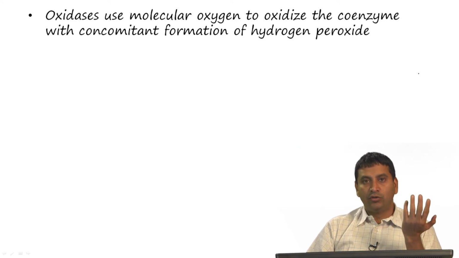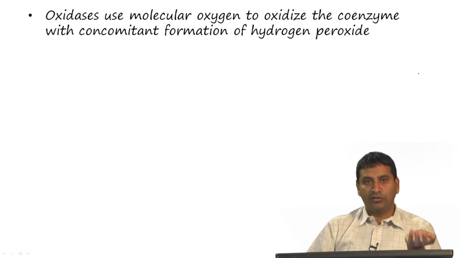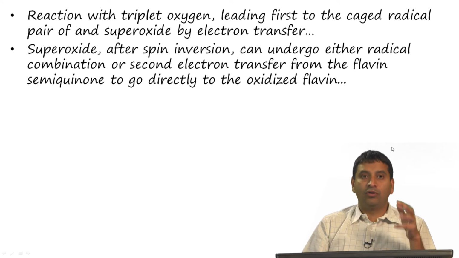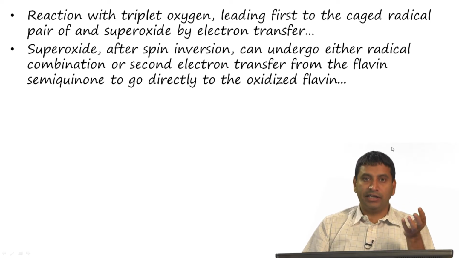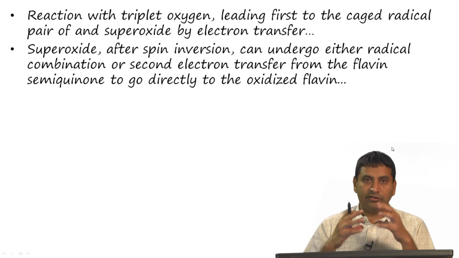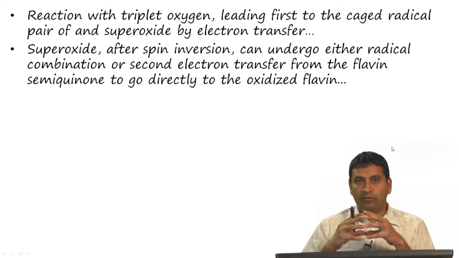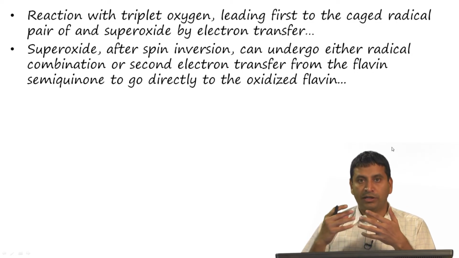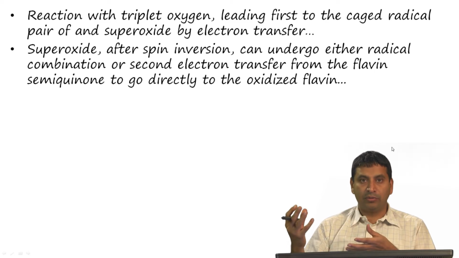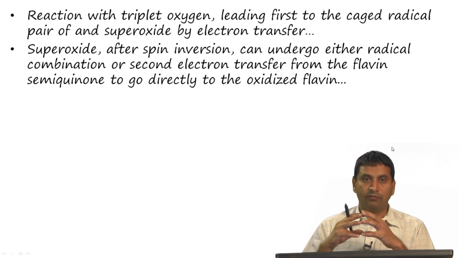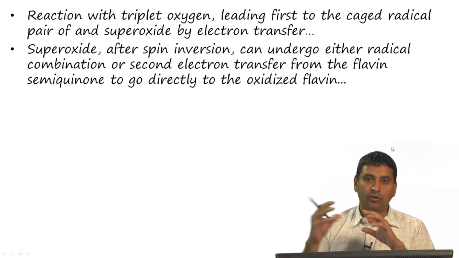Oxidases, on the other hand, use molecular oxygen to oxidize the coenzyme with the concomitant formation of hydrogen peroxide. Now, let us look at the way in which oxidases are going to function, and one of the ways in which this can happen is by reaction with triplet oxygen, which leads to the formation of a cage diradical pair of superoxide by electron transfer, and then superoxide after spin inversion can undergo either radical combination or second electron transfer from flavine semiquinone to go directly to the oxidized flavine.